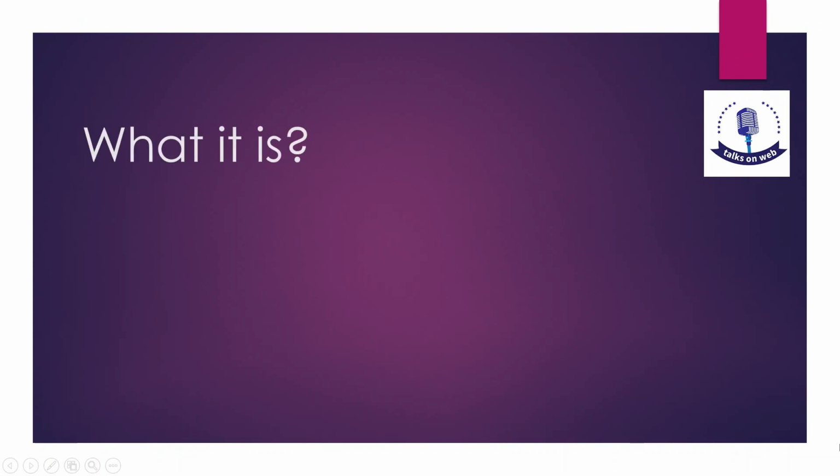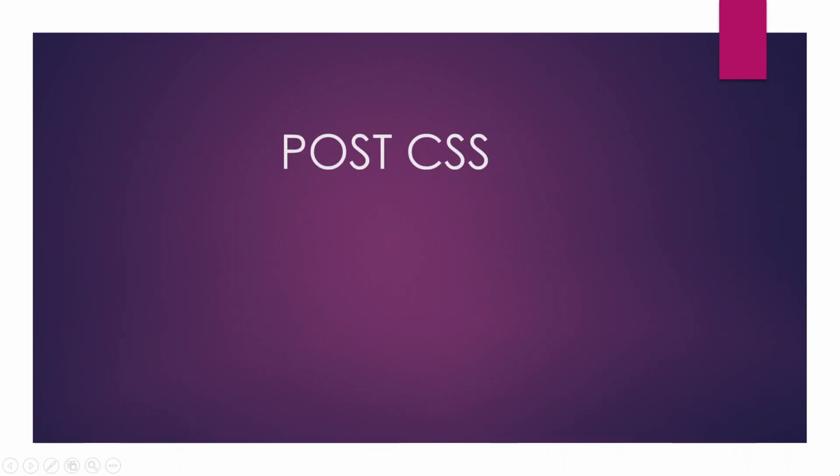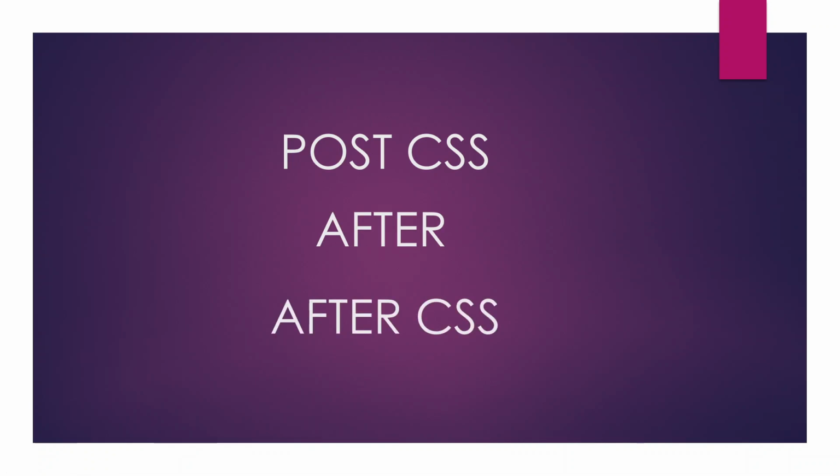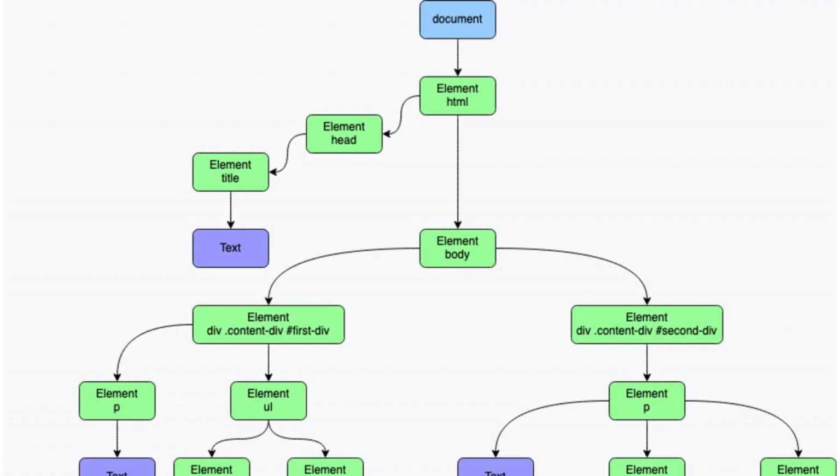Let's start with what it is. If you look at the word post, it means after. So after CSS, meaning after you're done writing your CSS, it starts to turn it into a tree, something they call the abstract syntax tree. Now, what is that? It's basically something very simple.